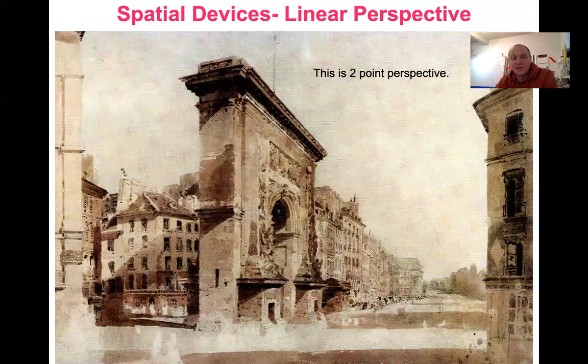On the other hand, this is two-point perspective. So we're seeing a viewpoint going off to the right, and then we're also seeing a viewpoint going off to the left, almost like we could turn the corner here and go off to the left as well as go to the right.